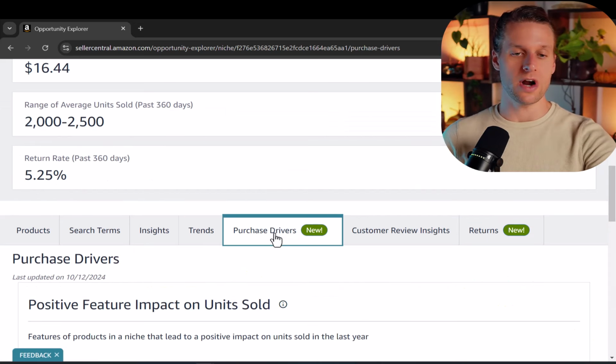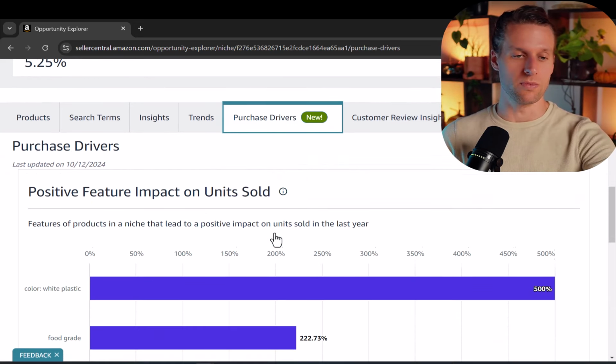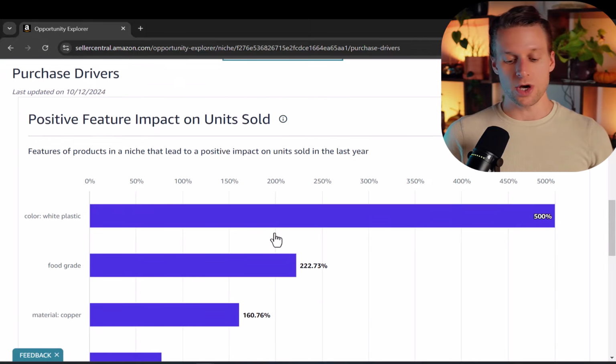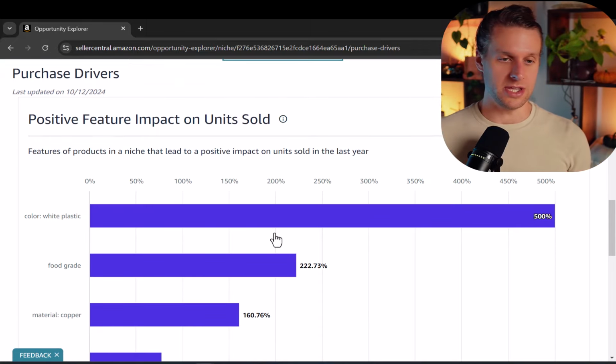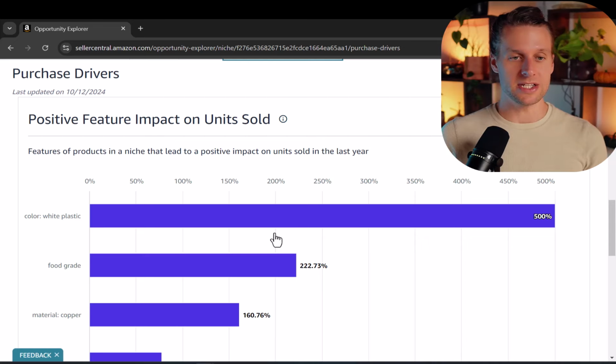All right, purchase drivers is the next tab that's going to give us some really awesome insights. So here's where we start to get some of the ninja stuff. The first thing you see is positive feature impact on units sold. So this is what feature of the product impacted a sale that was a good thing. Not what was a feature that was missing that impacted a sale. What is a feature that they had that impacted the sale?